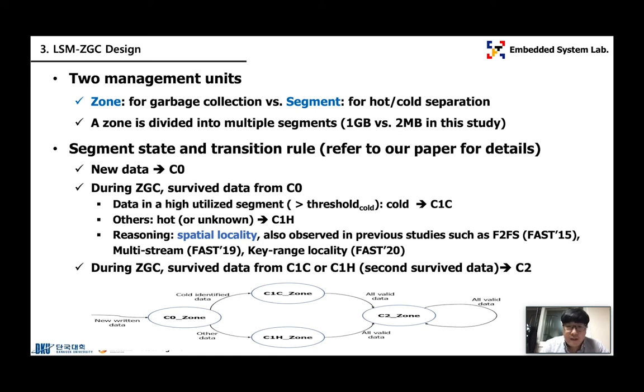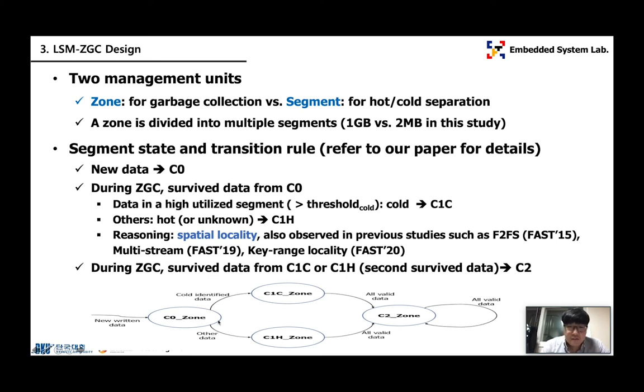When new data is written, it is inserted into the C0 state. During GC, C1 data is separated into either C1C or C1H. When the valid data in the C0 state is from a highly utilized segment, it is classified as cold data and inserted into the C1C state. Otherwise, it is identified as unknown and inserted into the C1H state.